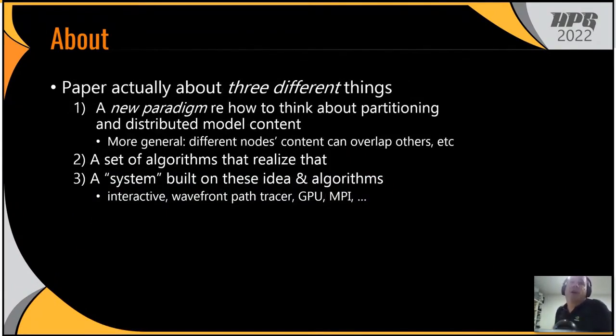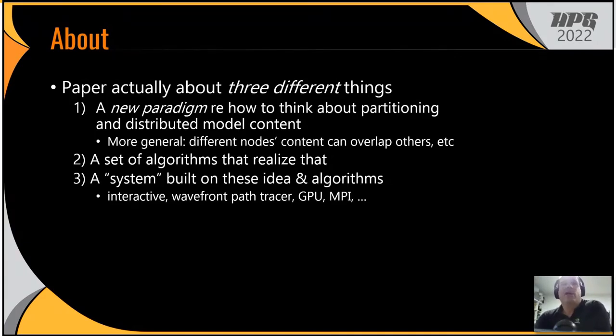If you read the paper, there's actually three different things that this paper talks about. The first one is a new paradigm regarding how to think about partitioning data in a distributed rendering context, like which node can have which data. In particular, we want to enable nodes to have content in a way that different nodes can overlap, that we can replicate certain things, that we can split them up, etc., in a much more general way than is possible with spatial partitioning, which everybody uses today. So that is the main important thing.